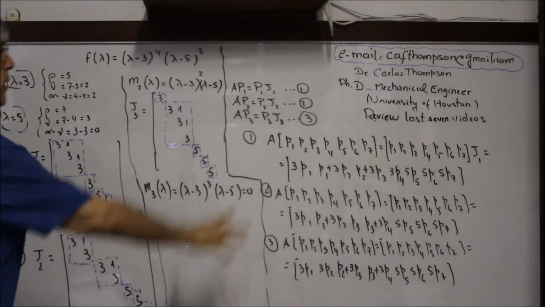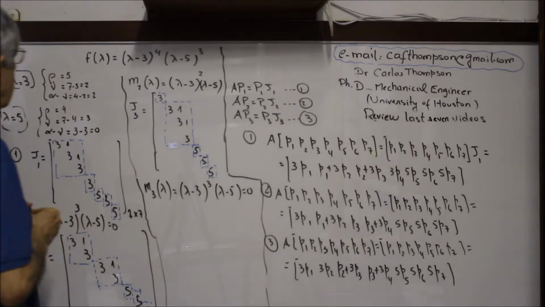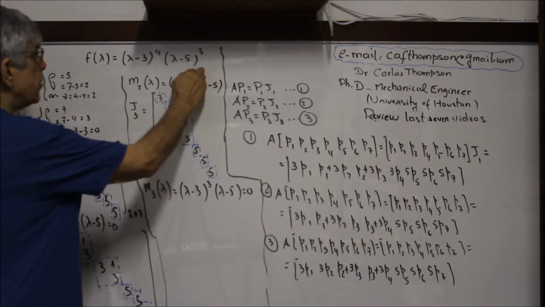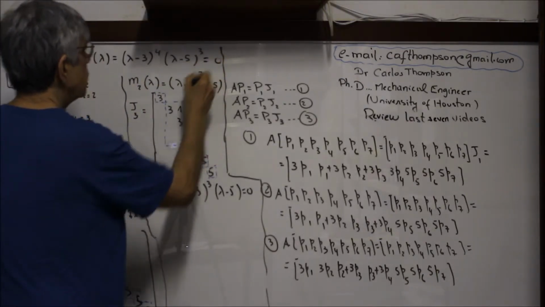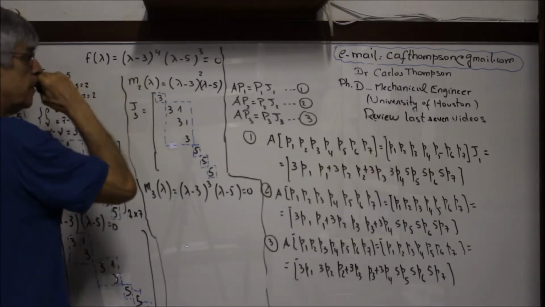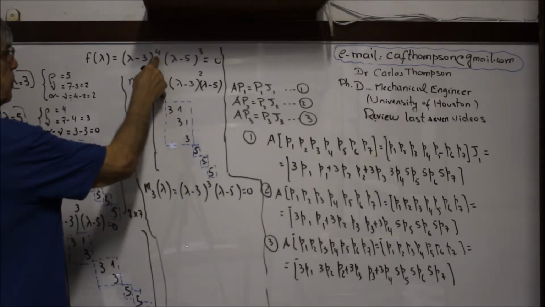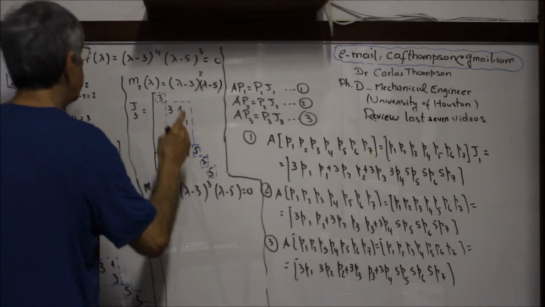This is a summary of what we have been doing, and this is the characteristic polynomial. So this is equal to 0. Lambda equal to 3 is an eigenvalue. Lambda equal to 5 is another eigenvalue. This is the multiplicity of lambda equal to 3. This is the multiplicity of lambda equal to 5.